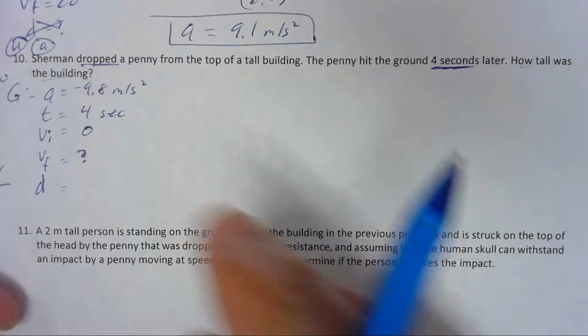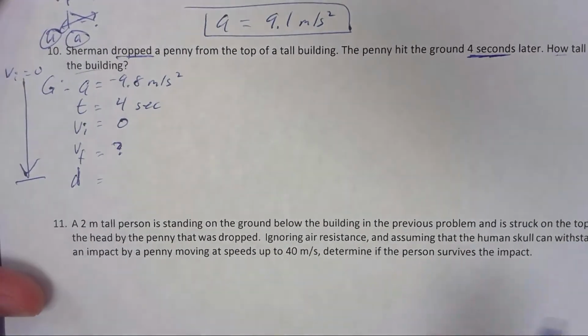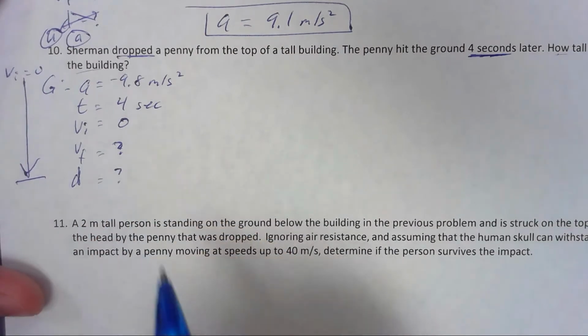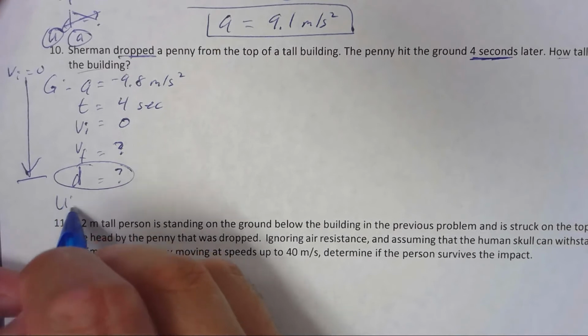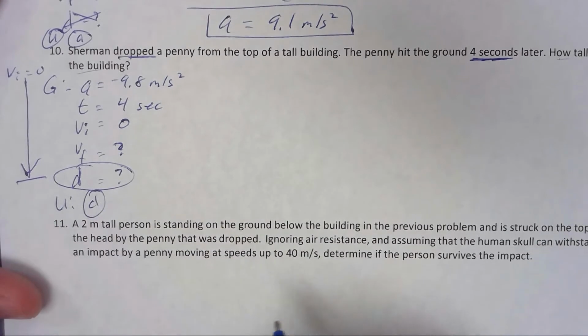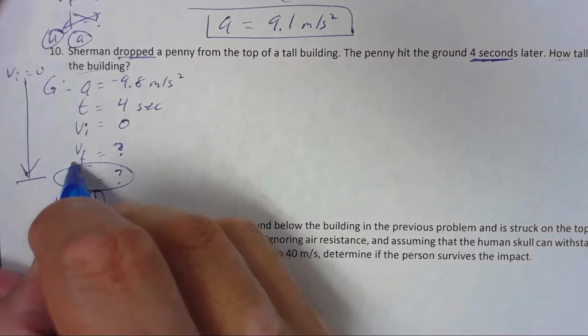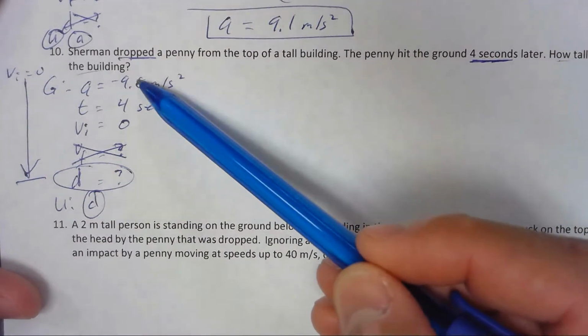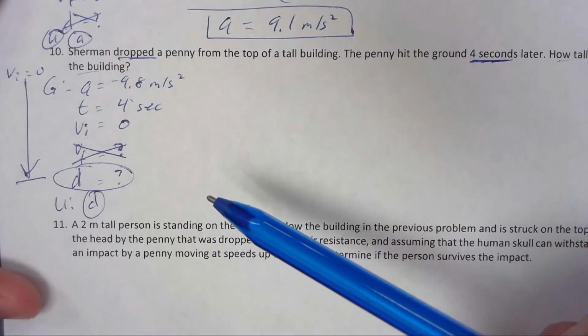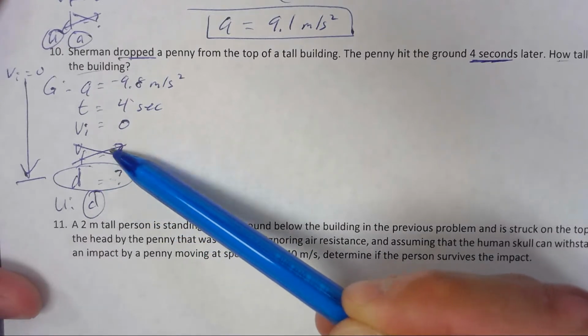How tall is the building? Another way we could say that is, how far did the penny fall? That's the height of the building. That's the question that they're asking. That's my unknown. That's the one that I care about. Therefore, this other unknown, VF, I don't care about. I can move forward because I know 3 of the 5 of these. I care about D, don't care about VF.